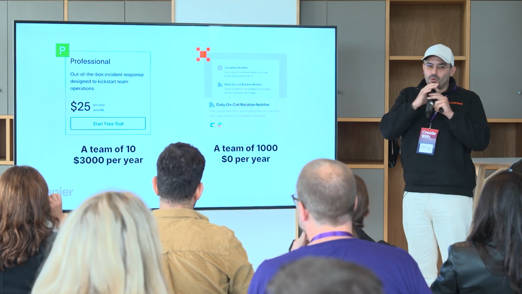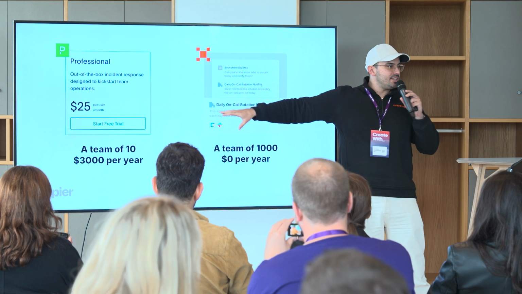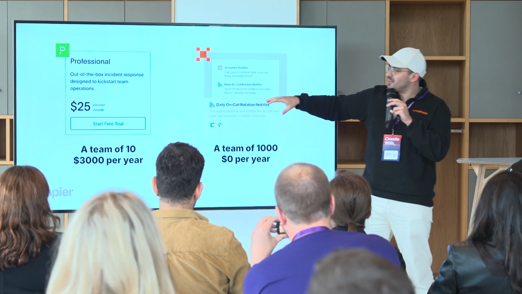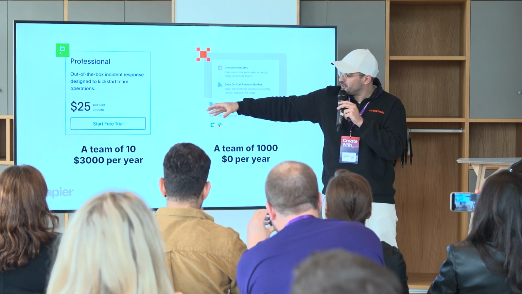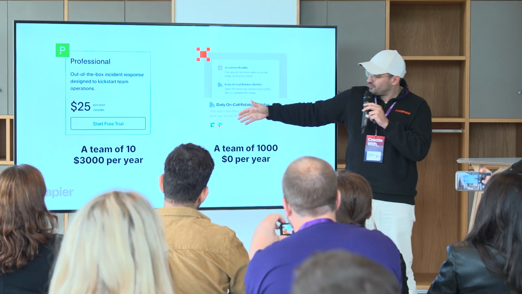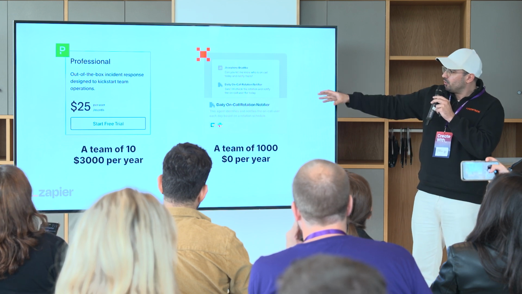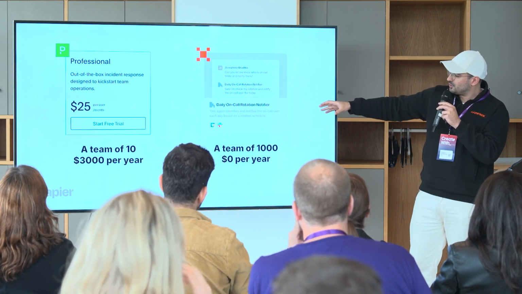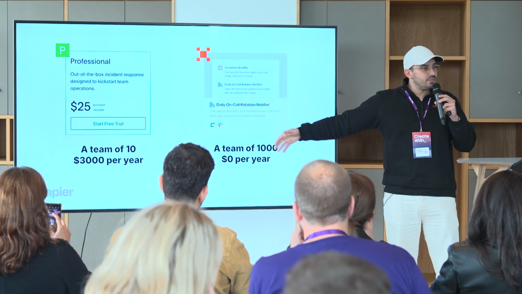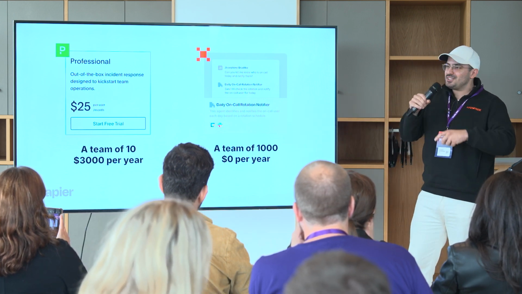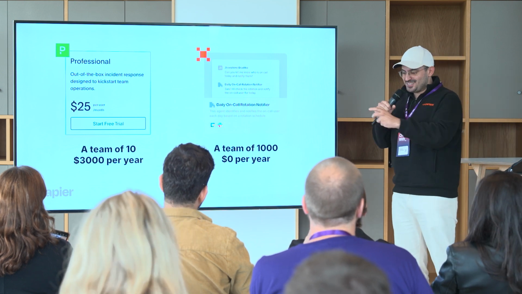But let's say that you want to use PagerDuty for your on-call rotation and just that. There is a limit that after 5 persons, you have to pay 25 per month per user, which for a team of 10, you have to pay 3,000 per year. Versus if you make your own agent with Zapier, you can have a team of 1,000 people and just pay 0 because it's included in the free plan.